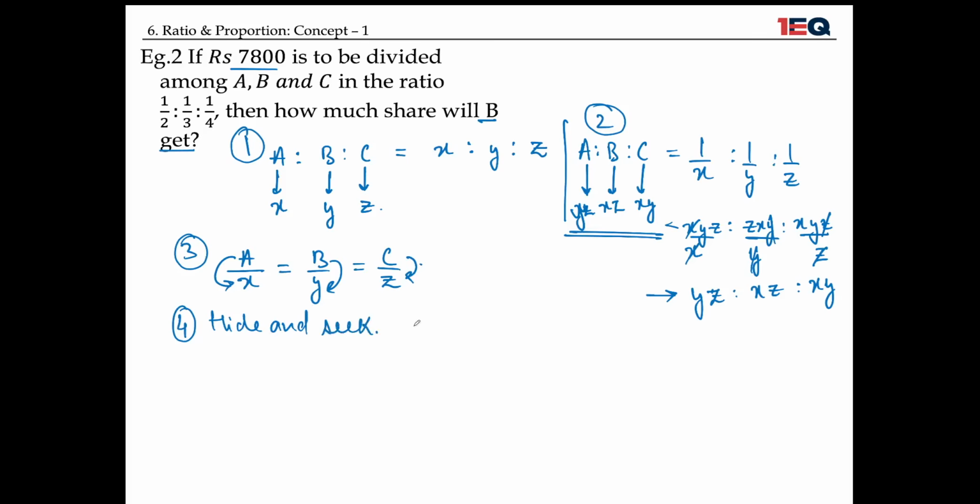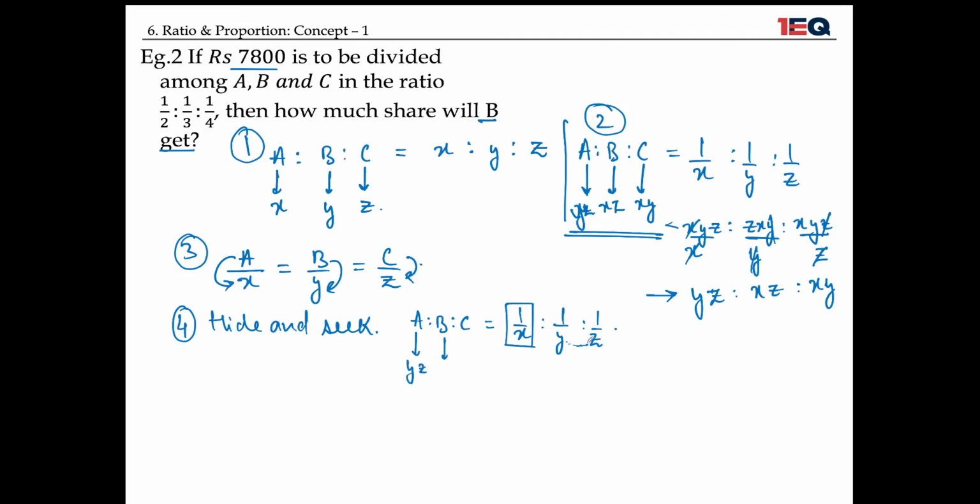There is a hide and seek method which is applicable to the second method also. A is to b is to c has been given as 1 by x is to 1 by y is to 1 by z. So when you need the value of a, you would hide the value of 1 by x and multiply the denominators of y and z, or multiply the denominators of b and c. So you will directly get the value of a as yz.